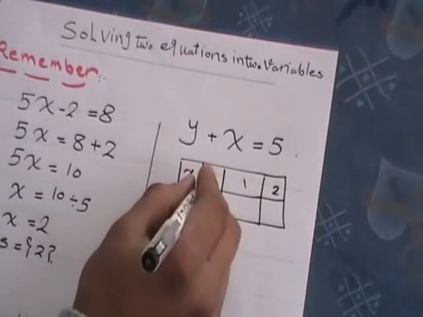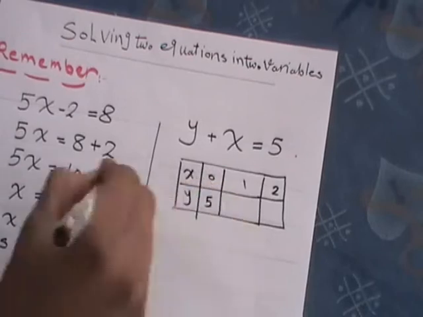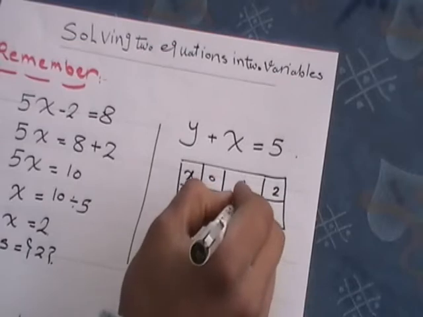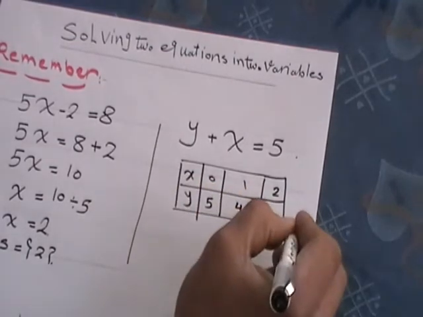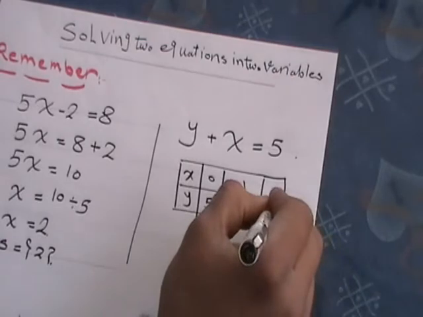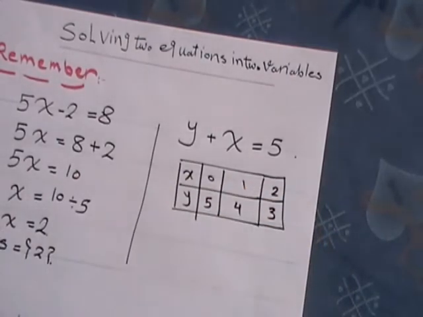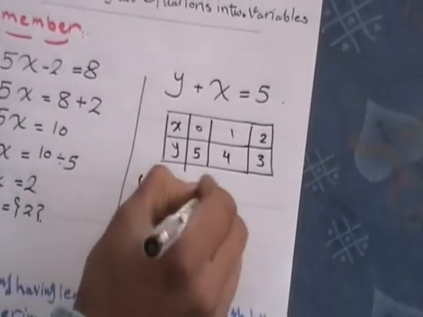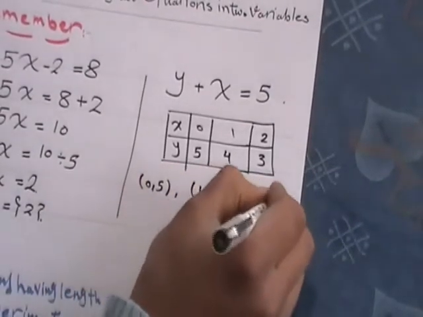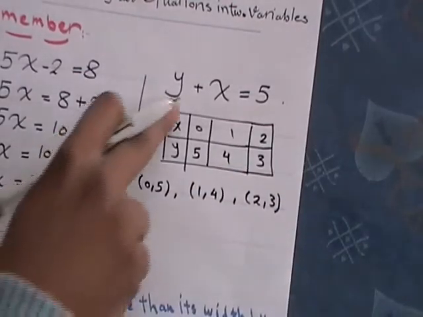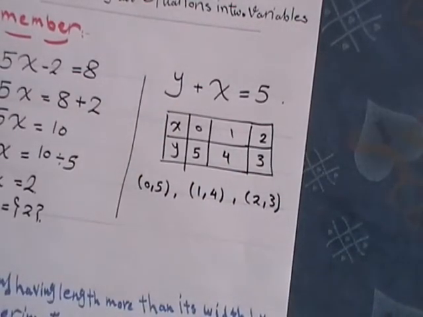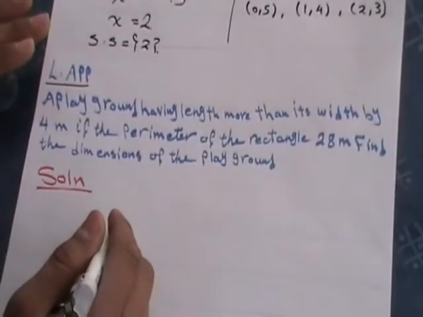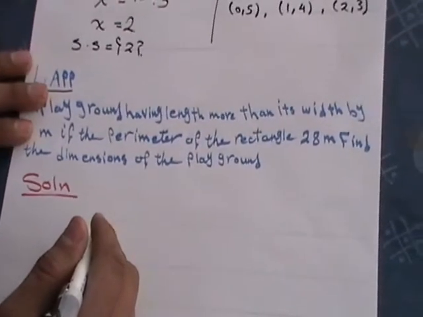Substitute for x equals 0, you will get y equals 5. Substitute for x equals 1, you will get y equals 4. Then substitute for x with 2, you will get y equals 3. So the ordered pairs (0, 5), (1, 4), (2, 3) belong to the straight line representing the relation y plus x equals 5. Now, we will learn how to get the solution set of two equations having two variables from the first degree.